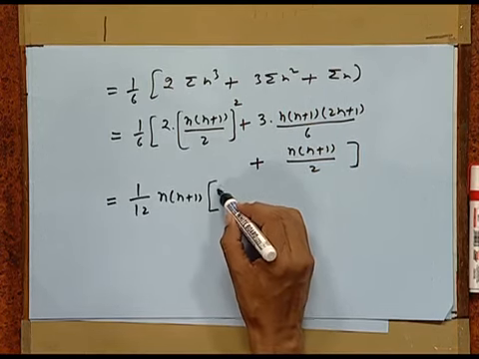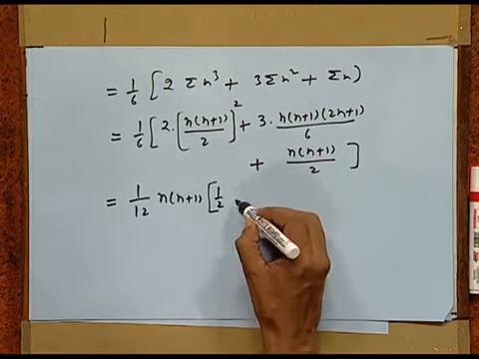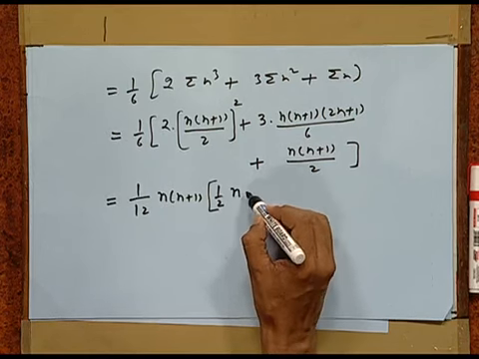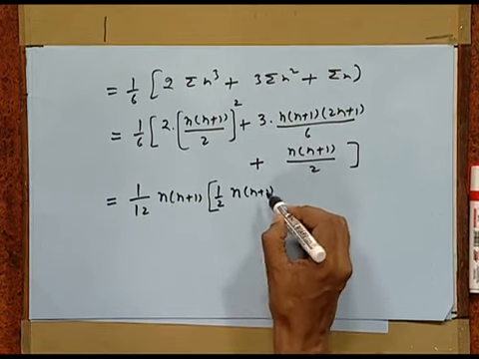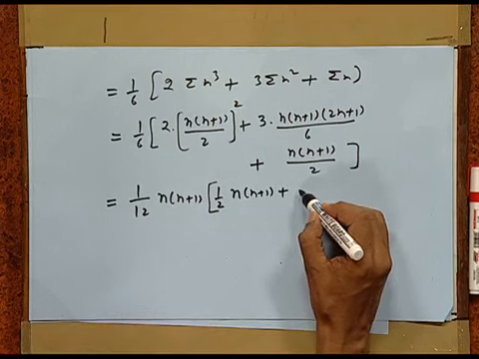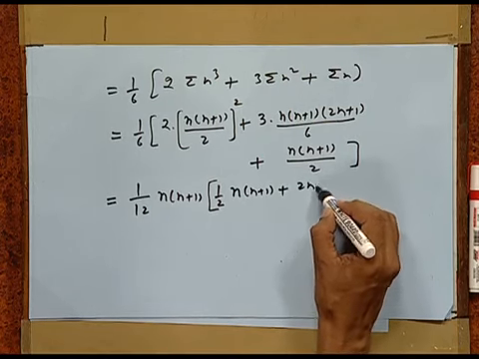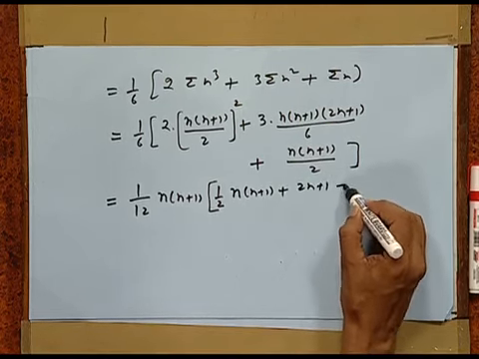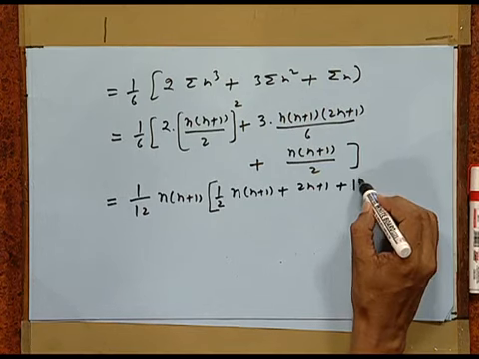We have 1/2 times [n times (n+1) plus (2n+1) plus 1].